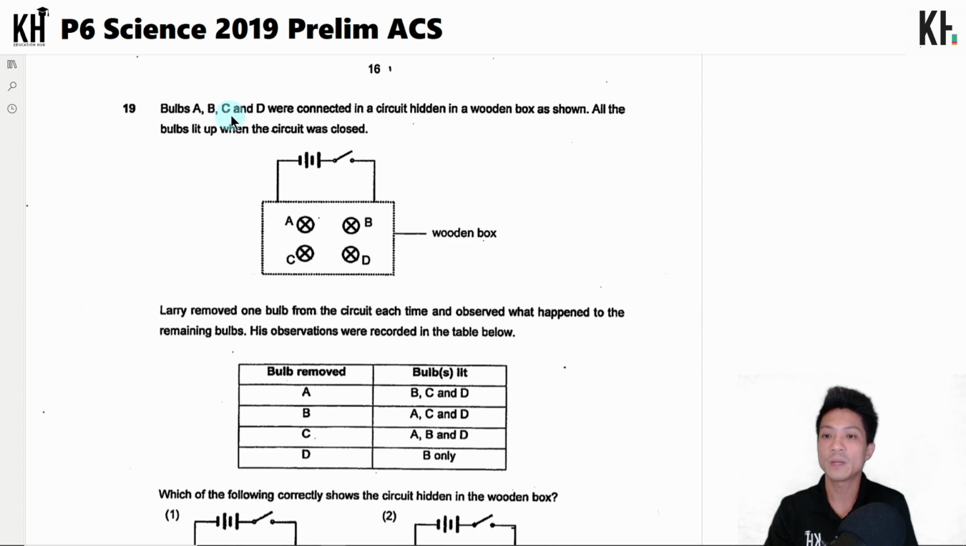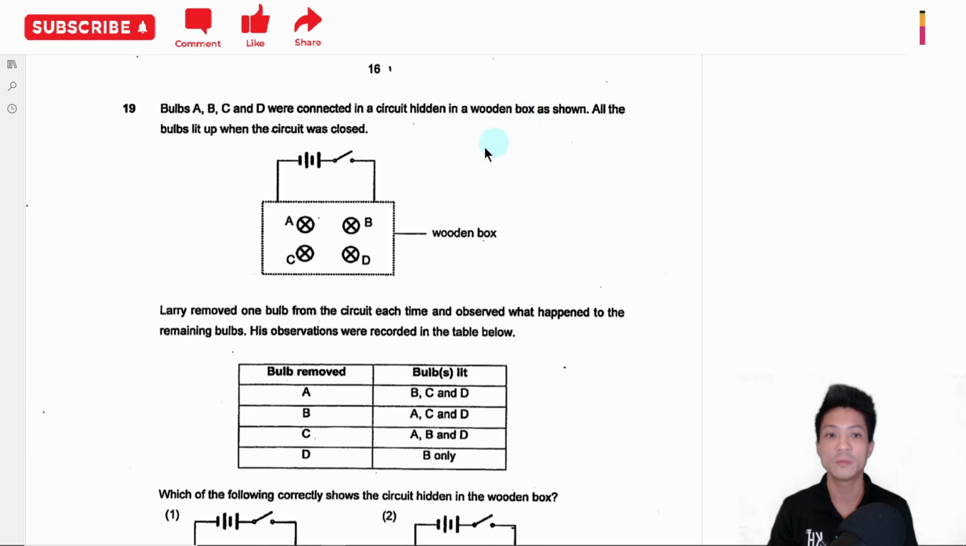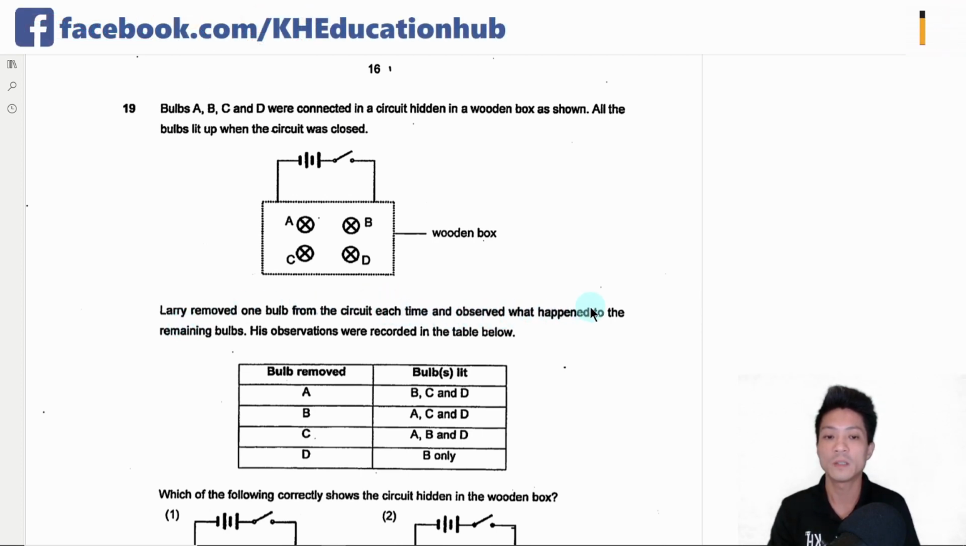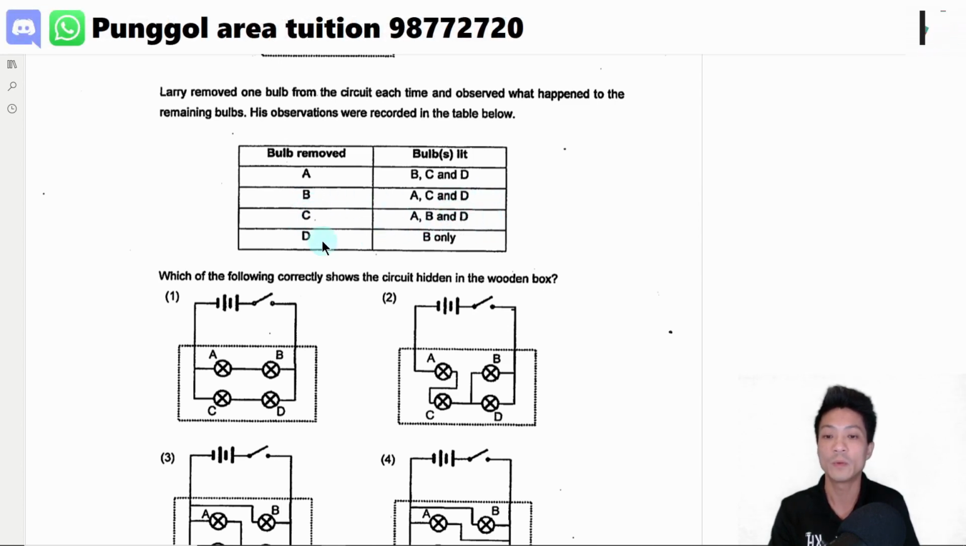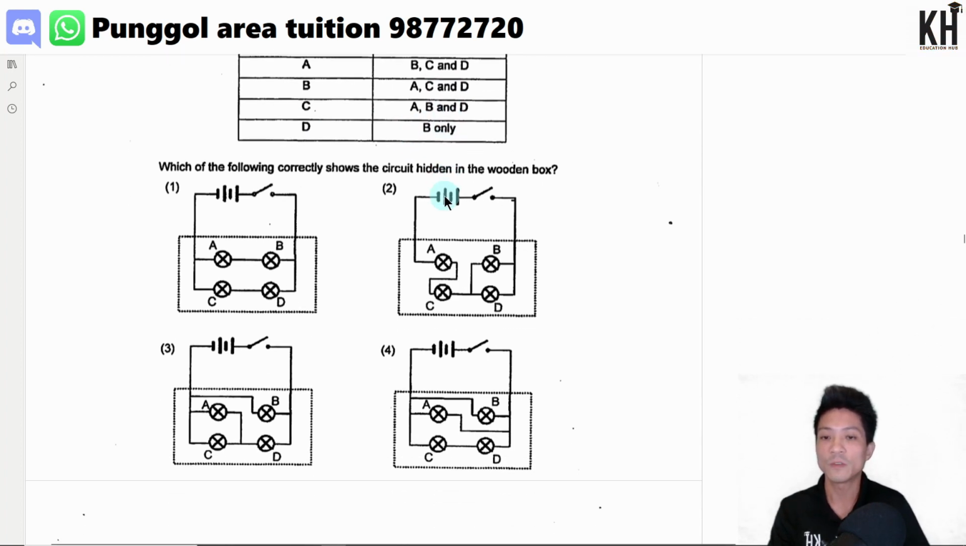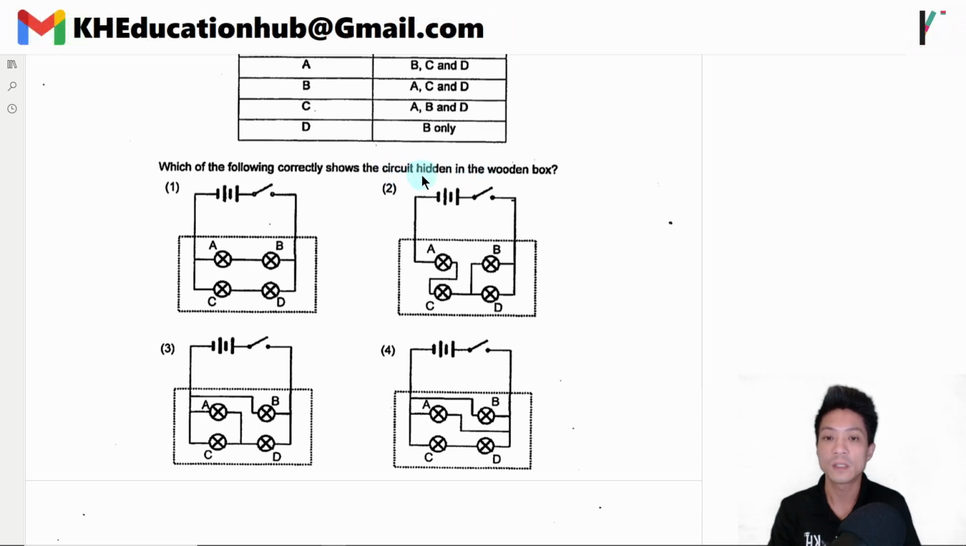Question 19. Bulbs A, B, C, and D were connected in a circuit hidden in a wooden box as shown below. All the bulbs lit up when the circuit was closed. Larry removed 1 bulb from the circuit each time and observed what happened to the remaining bulbs. His observations were recorded in the table below. So when A is removed, BCD will remain lit. B is removed, ACD will remain lit. C is removed, ABD will remain lit. And when D is removed, only B remains lit. Which of the following correctly shows the circuit hidden in the wooden box?